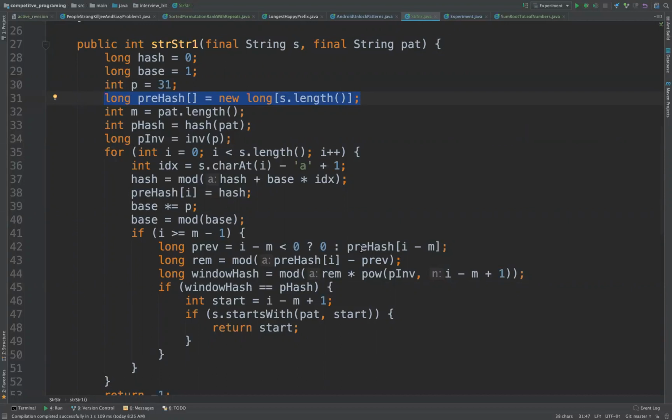So I think we can do that. I think that's a good suggestion actually. Yes, I think we can do that.